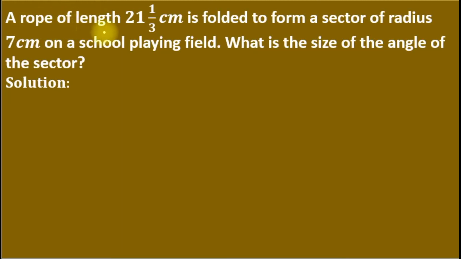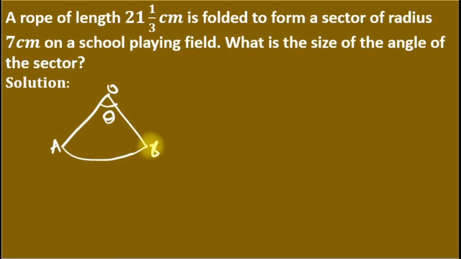A rope of length 21 1/3 cm is folded to form a sector of radius 7 cm on a school playing field. What is the size of the angle of this sector? Okay, remember the total length is 21 1/3. So assuming the sector formed is this, we are asked to find the angle.